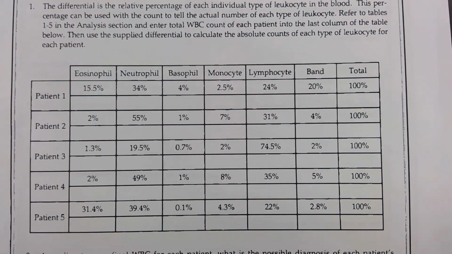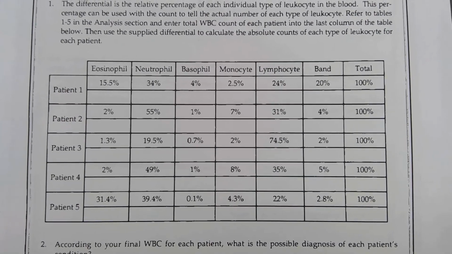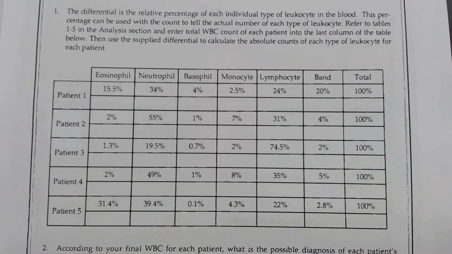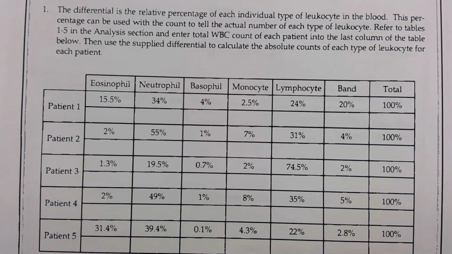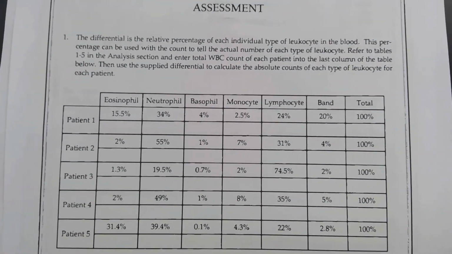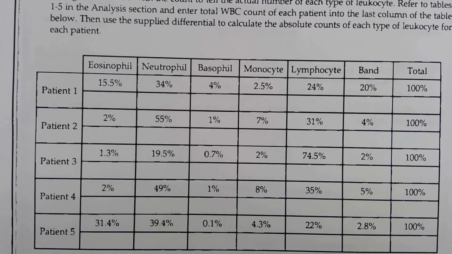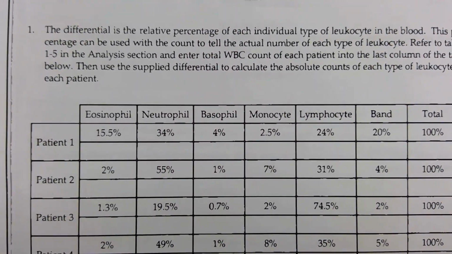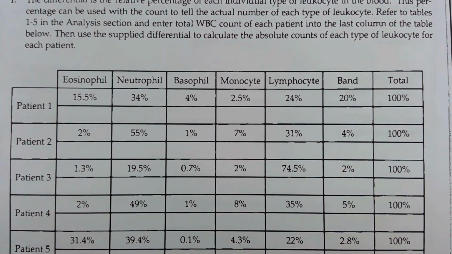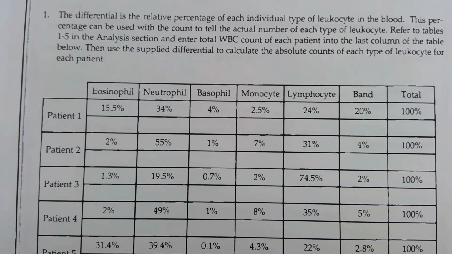So in a lab, you would do another count of the patient's blood where you would go through and actually distinguish the cells. They wouldn't all just look like individual circles. They would look different from each other, and you could say, oh, 15.5% of this patient's cells are eosinophils, and 34% of them are neutrophils, and so on. Well, in this lab, they did that for us. So the makers of the lab kit already are telling us that patient 1 has 15.5% eosinophils, 34% neutrophils, 4% basophils, and so on. You have to now figure out how many eosinophils patient 1 has.